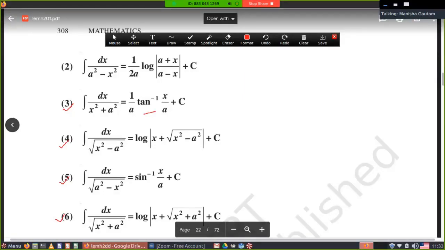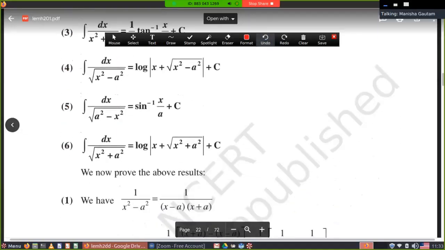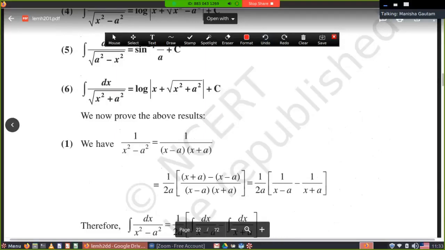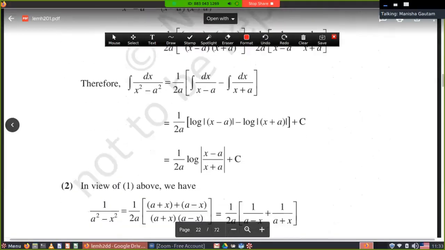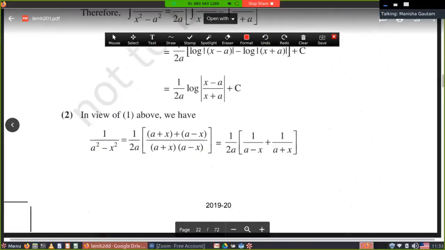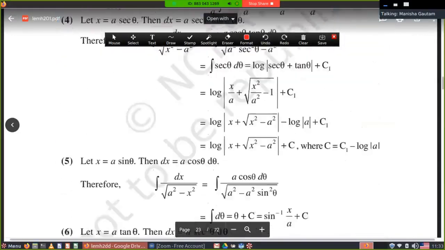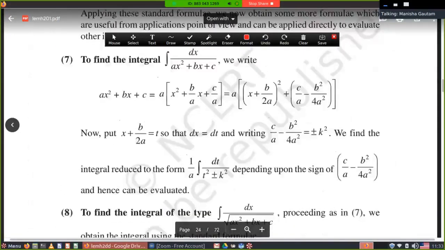All these formulae are proved by using the concepts as I told you. Here the derivation of the first formula is given. Read the derivations of these formulas and you will get the idea, but you have to learn all these formulae to apply on a given question.